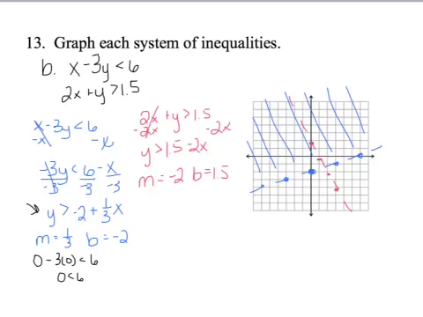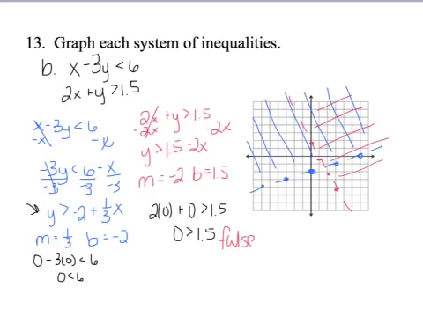Okay? I notice 0, 0 is not on that line, so then I can use 0, 0 to test. So 2 times 0 plus 0 is greater than 1.5. Is 0 greater than 1.5? That's false. So I don't want to test where 0, 0 is. I'm going to test on the other side of the red line. Alright, so hopefully you see that this region right here is where they overlap.